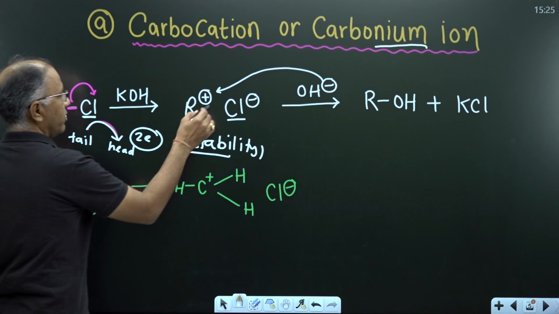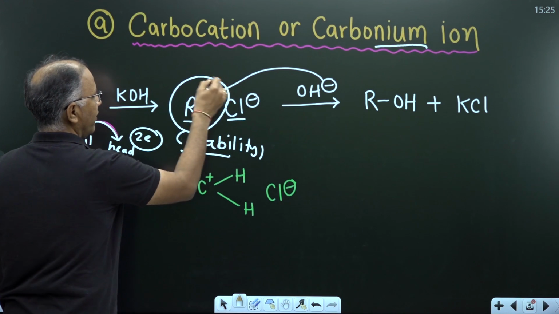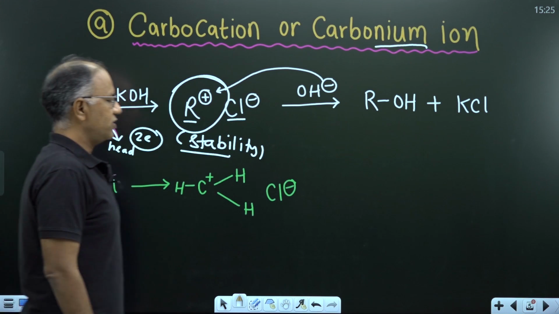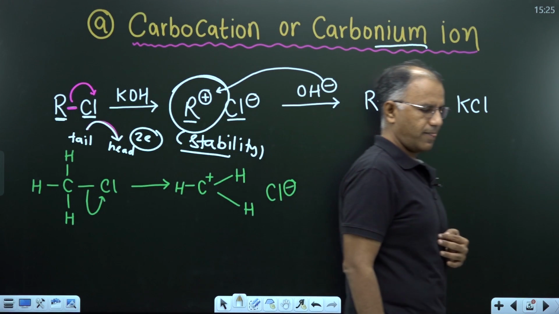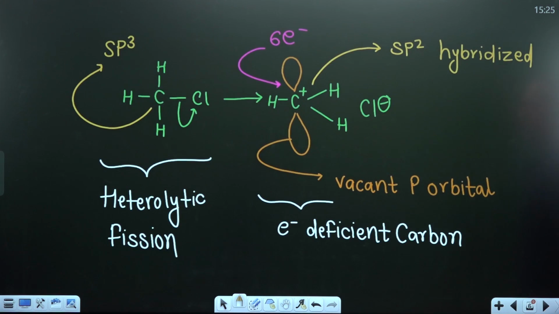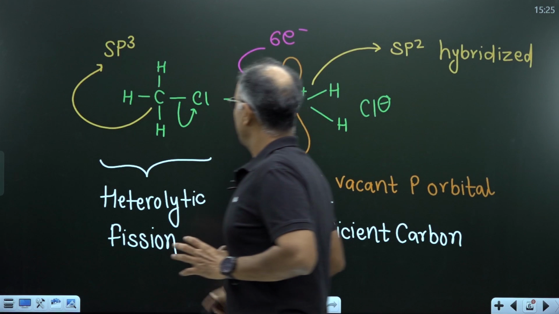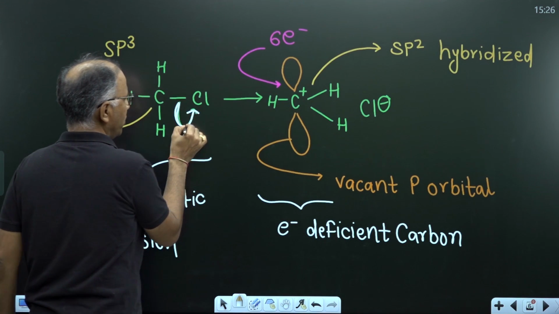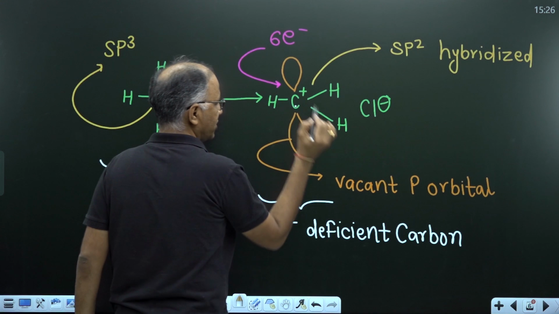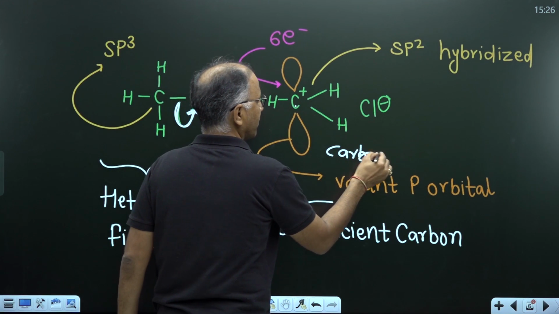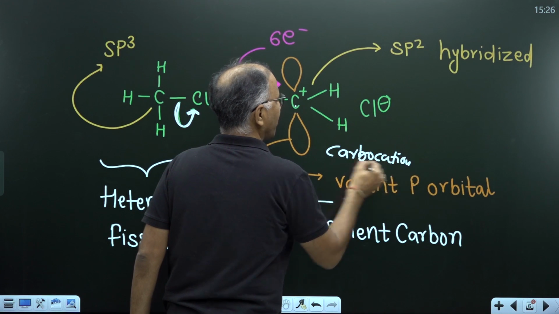Now, we have to explain the intermediate of this. R plus means carbocation. So first of all, write down this carbocation. Now how are carbocations formed? If I move both electrons toward chlorine, carbon has a positive charge and this is known as a carbocation.